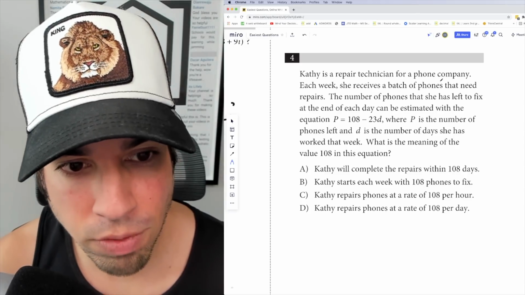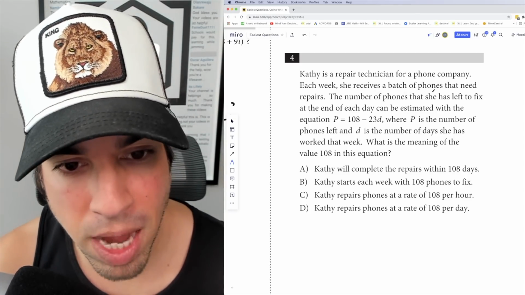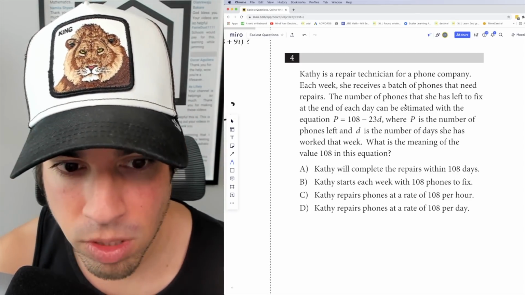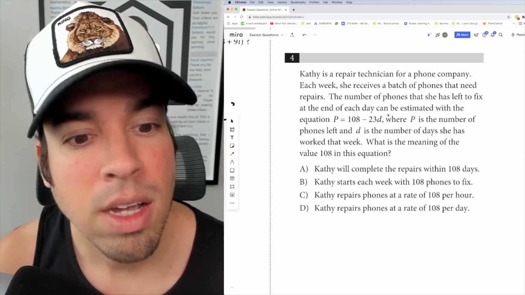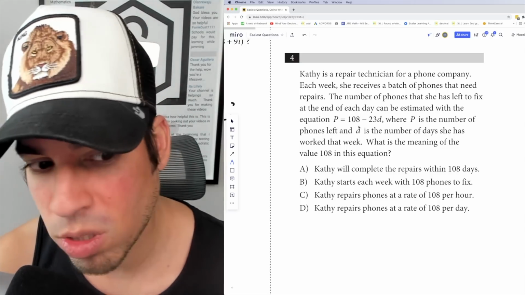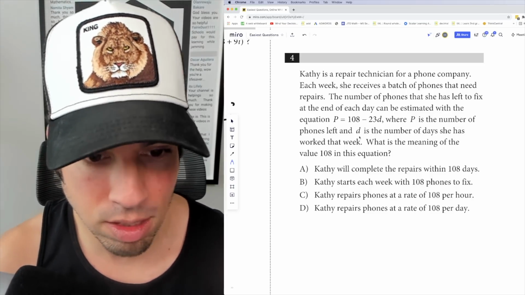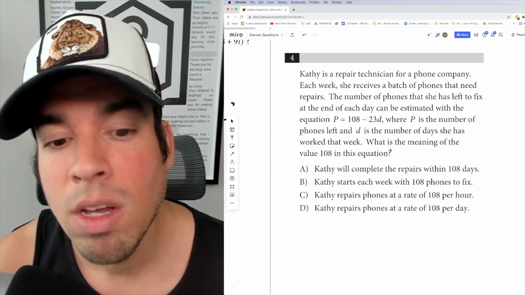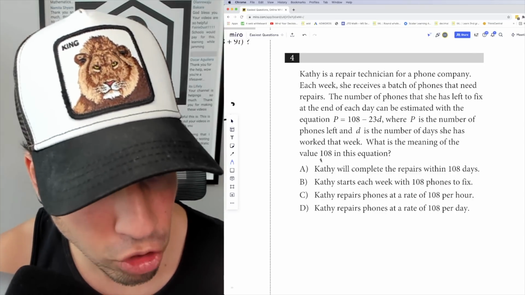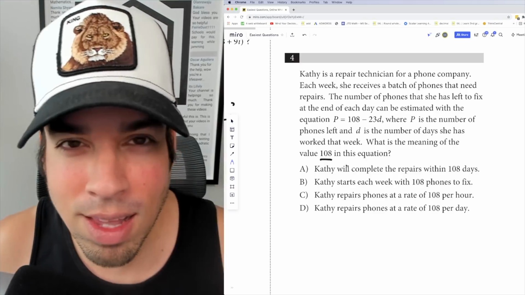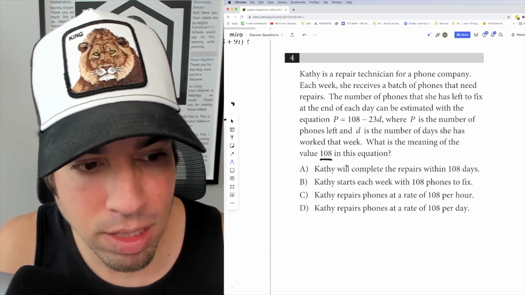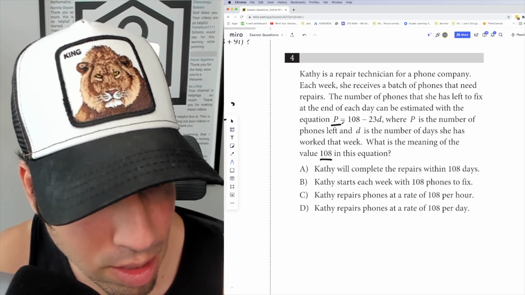Kathy is a repair technician for a phone company. Each week, she receives a batch of phones that need repairs. The number of phones that she has left to fix at the end of each day can be estimated with the equation P equals 108 minus 23D, where P is the number of phones left and D is the number of days she has worked that week. What is the meaning of the value of 108 in this equation? There's a lot of words in this question, a lot of things to break down, but the most important thing is this nice equation here.